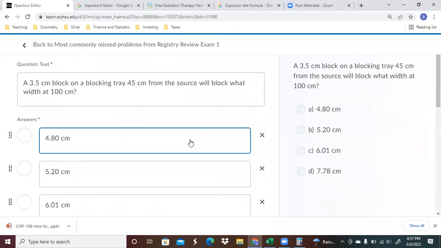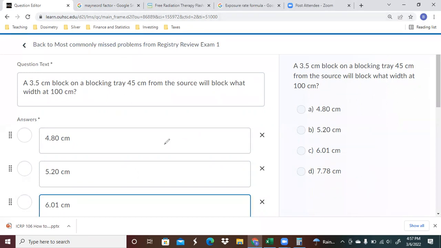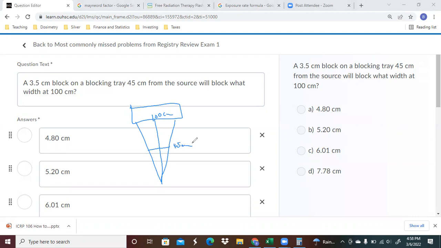A 3.5 cm block on a blocking tray 45 cm from the source will block what width at 100 cm? Okay, this is another one of these where we're drawing it out, kind of gets us an idea here. So I'm going to put this out here. We got our phantom right here. And let's say the entire distance here that we run is going to be 100 cm. The blocking tray is set at 45, so it's set right about there, 45 cm.